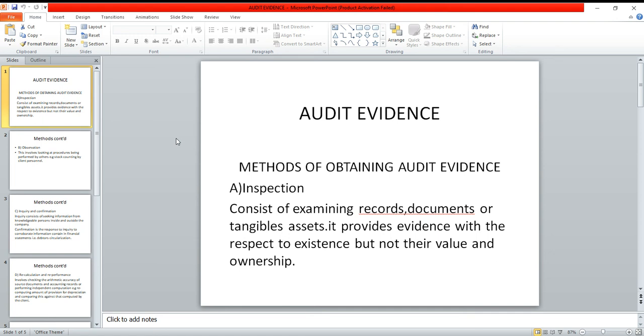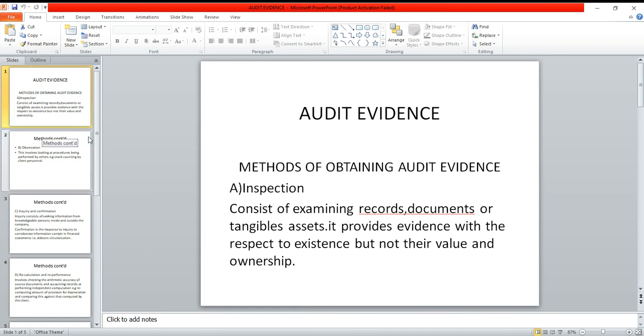And so we are going to see the next objective. The next objective is sources in which the auditor obtains audit evidence. And we can have a look at my PPT on the methods of obtaining the audit evidence.